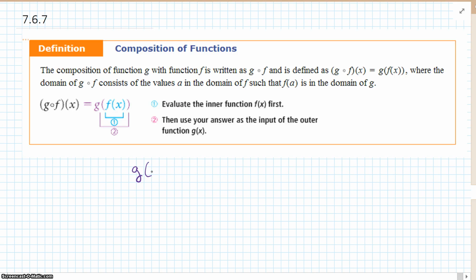So the way we're going to write it in this class is we're going to say the g of the f of x. We're going to use our groupings, and we're going to work our groupings inside out. So in this example, you would find the solution of f of x, and that answer you're going to plug into the x value of the g function. So the composite of the function g with the function f is written g of f of x.